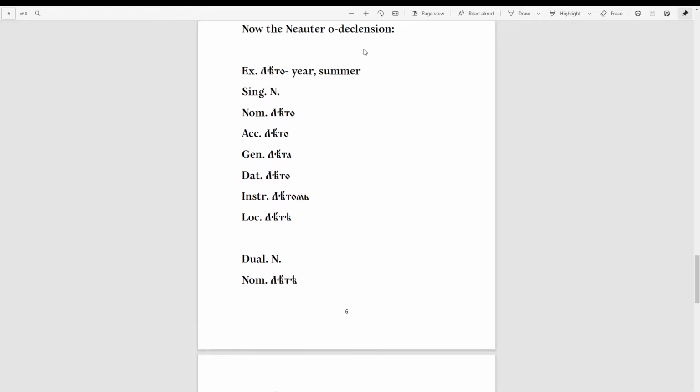Now the neuter o-declension. For this example, we're going to be using the word lato, which means either year or summer. Singular. The nominative, lato. The accusative, lato. The genitive, lata. The dative, lato. The instrumental, latome. And the locative, lata.